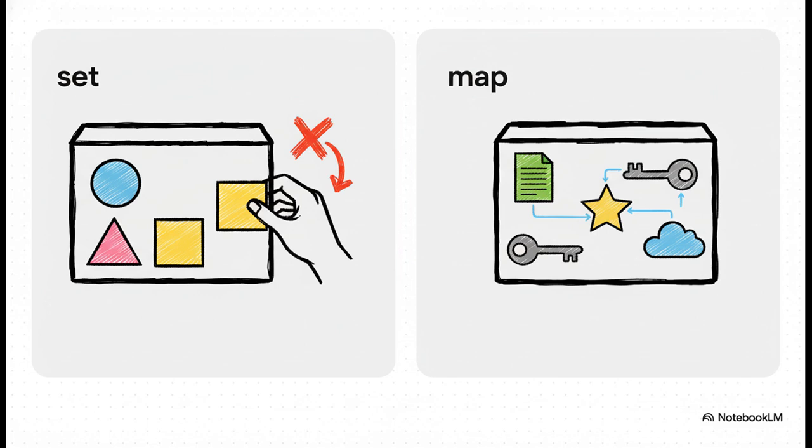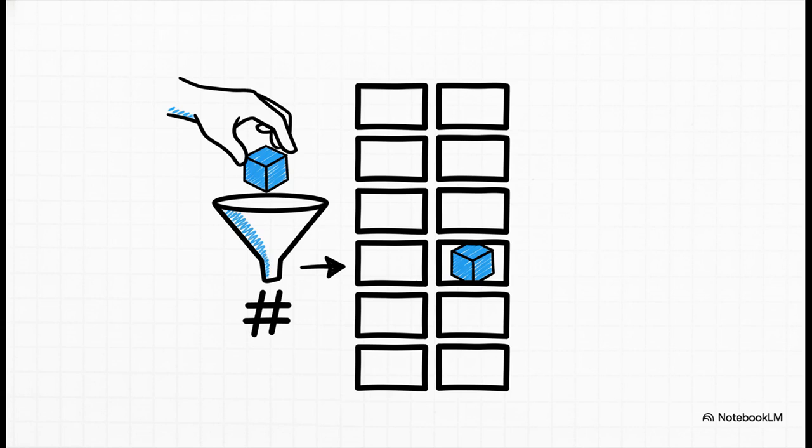The two main players in this category are set and map, and the distinction is actually really simple. You use a set when you just need a sorted collection of unique things, like, say, a list of unique usernames. And you use a map when you need to connect a unique key to a value, like mapping that username to a specific user ID. Simple as that.